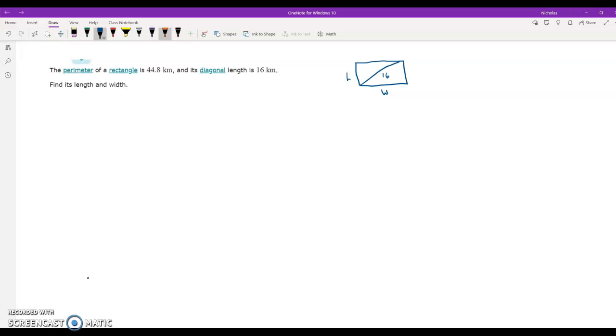That means if I added up all of these sides, that would equal 44.8. So our formula for perimeter is P is equal to 2L plus 2W. And then you might be asking, well, why did they give us a diagonal here? Well, we're going to be working with the systems of equations. So the diagonal, it's Pythagorean theorem, okay?